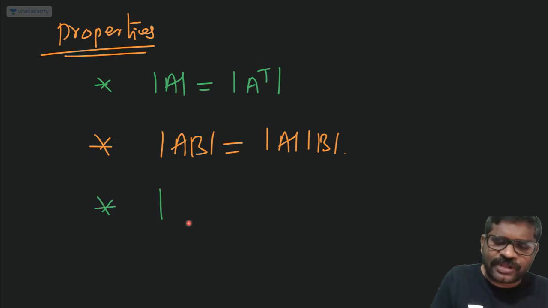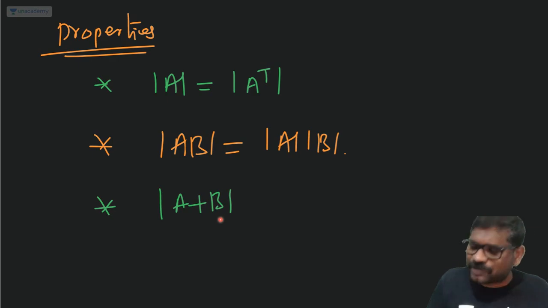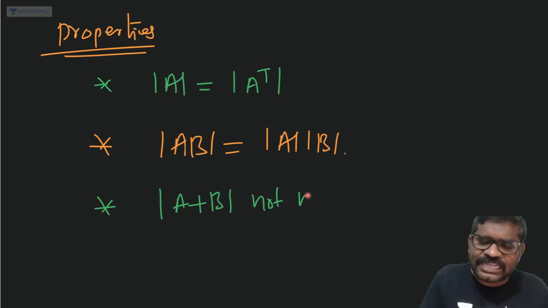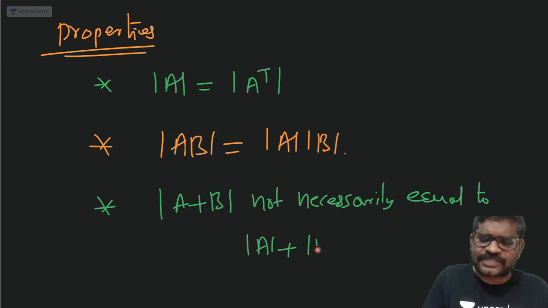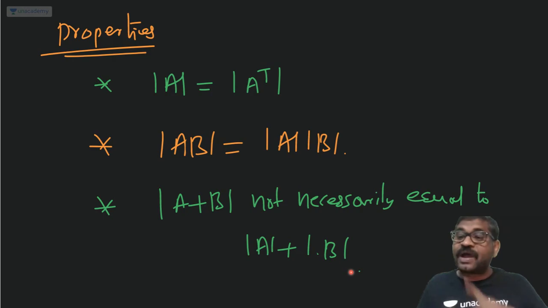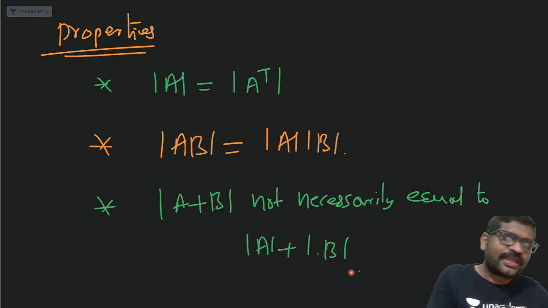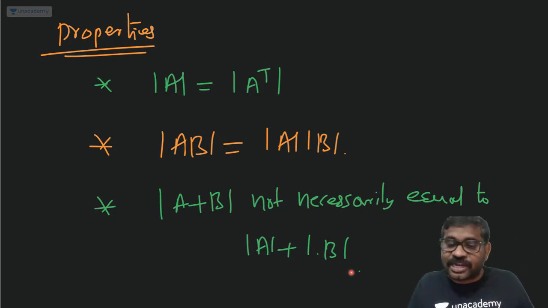The determinant value of A plus B is not necessarily equal to det A plus det B. Please remember, the determinant value of AB equals det A into det B, but the determinant value of A plus B is not necessarily equal to det A plus det B.